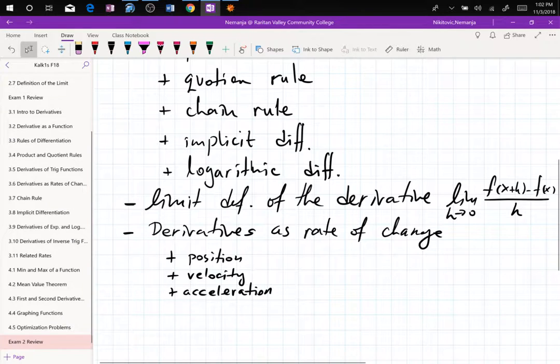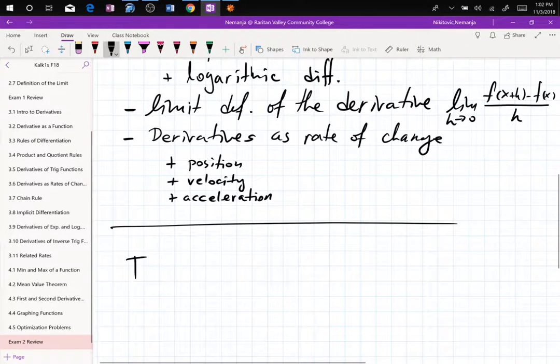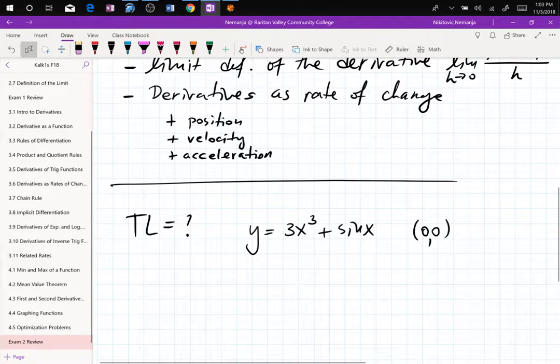Can we do problem 73? It's tangent lines. Find the equation of the tangent line. So we're looking for the tangent line. Find the tangent line to each of the following curves at a given point. And 73 is y equals 3x cubed plus sine x at (0, 0). What chapter is this one? This is the review exercises at the end of the chapter.